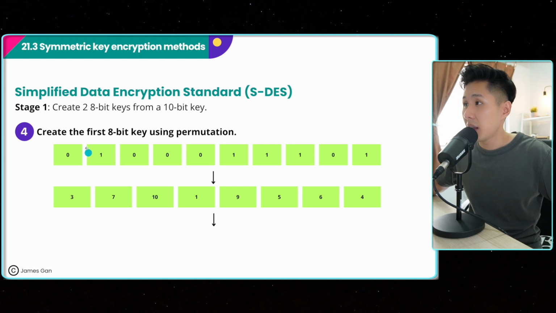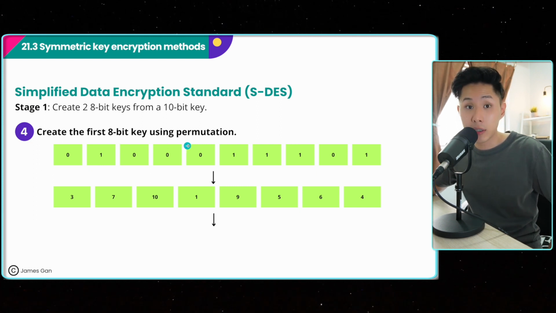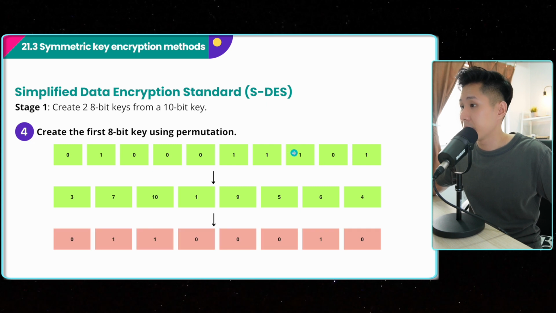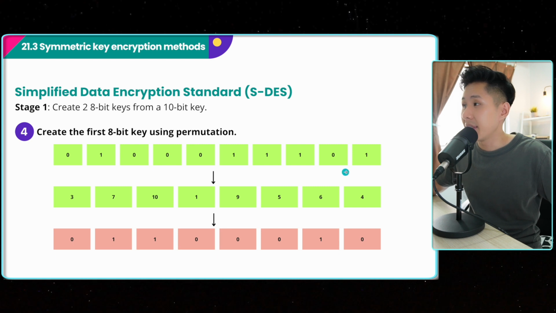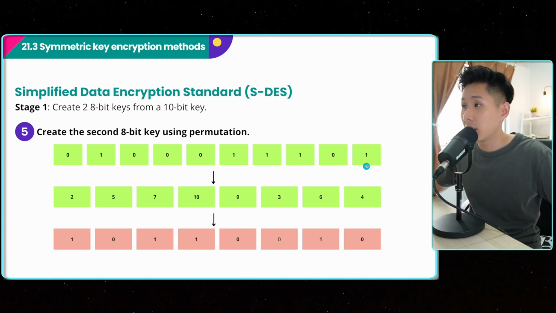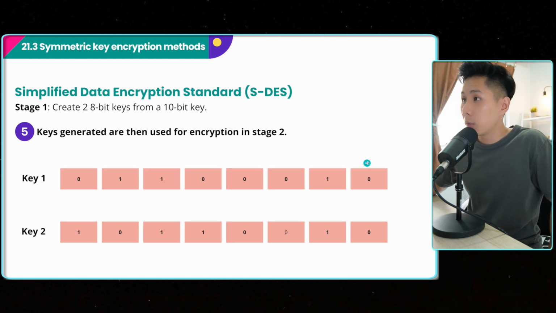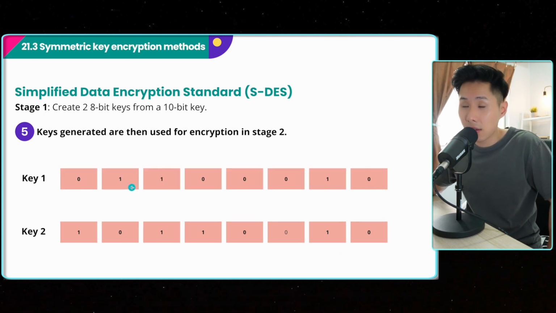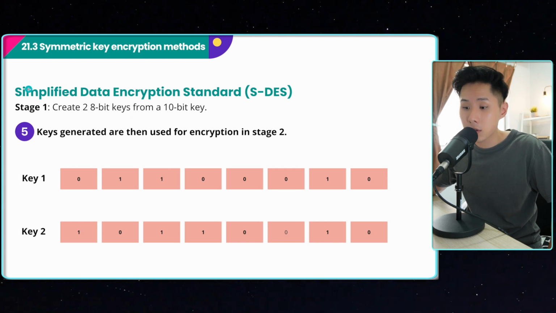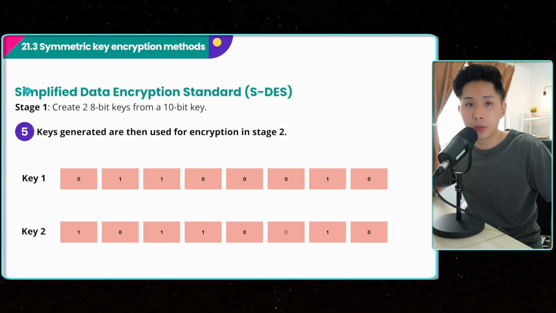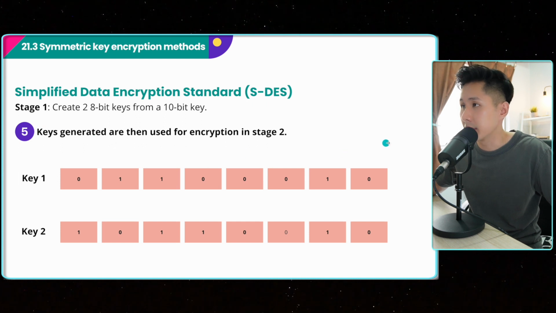And then after the circular shifting, we'll create the first 8-bit key again using permutation, and basically just take position 3, position 7, and then position 10. So now that's how we shorten the key. And then using another permutation, we'll get our second 8-bit key. So these are the keys generated from the 10-bit key. I want you to see that the process is really not so simple, even though it's called simplified. That will make it hard to decrypt the message in this encryption method.